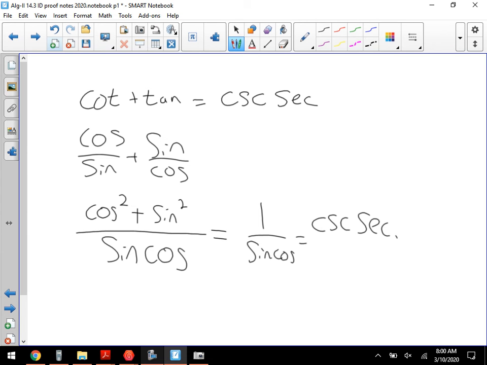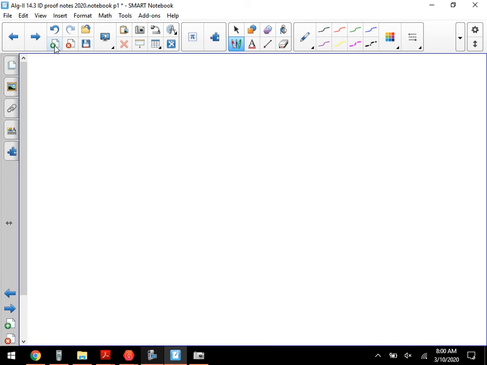Cosine squared plus sine squared? Number 36 is very similar: secant squared, cosecant squared. You want it to equal secant squared times cosecant squared. Okay.